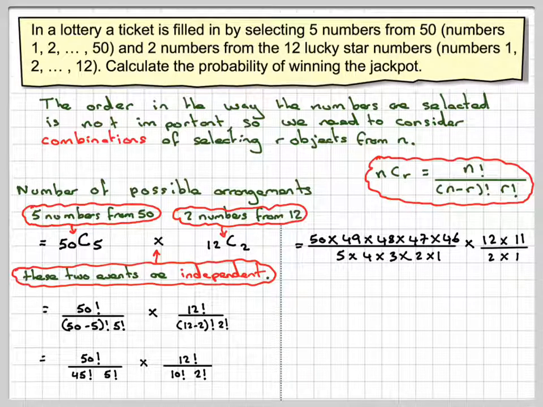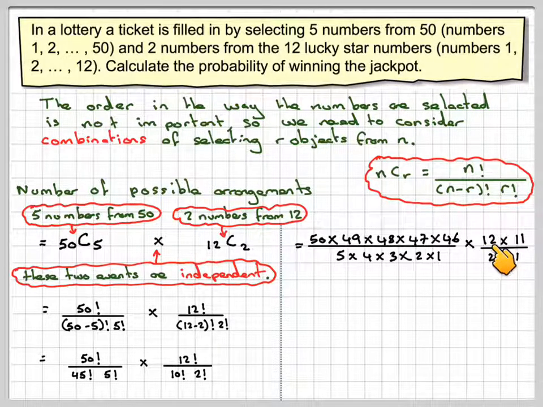And that's interesting because the top row of this actually gives you the number of permutations of selecting r objects from n, where the order is important. And we know for each of these 5 numbers, there are 5 factorial ways of arranging the numbers as we choose them. So that's why we divide by 5 factorial.